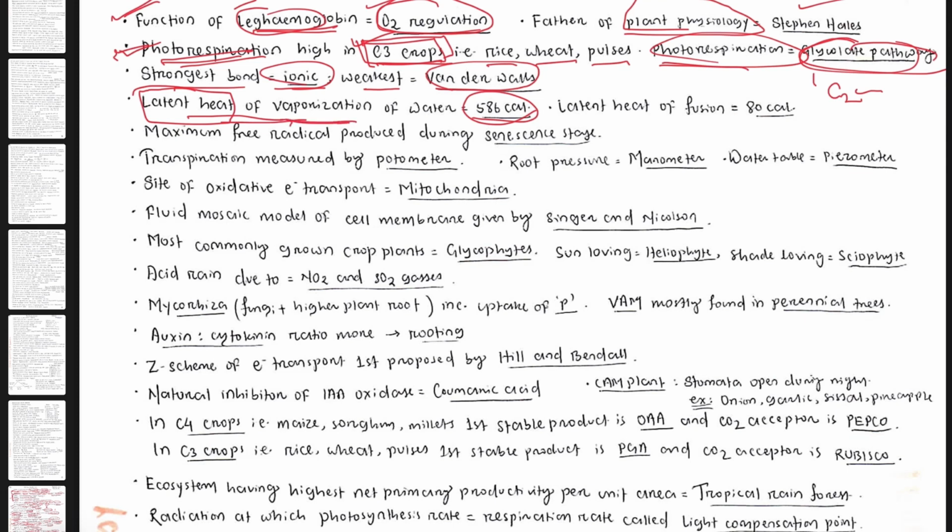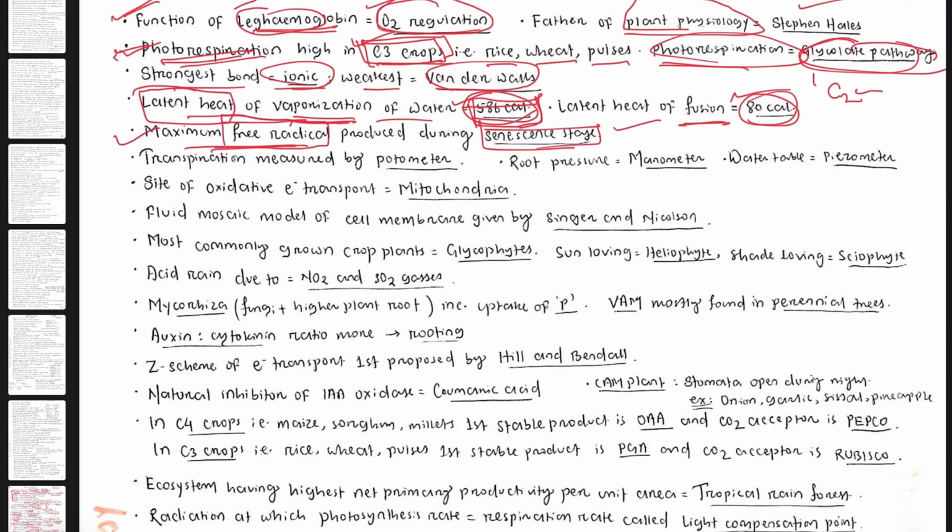Here latent heat of vaporization is 586 calorie. Okay, then latent heat of fusion is 80 calorie. So at that particular moment, this much calorie of energy is required. Maximum free radicals are produced during the senescence stage. There are different stages of plants like lag phase, log phase, exponential phase, then plateau phase, senescence phase. So in the senescence phase, like the latter stages of the plant, there are more free radicals being produced.